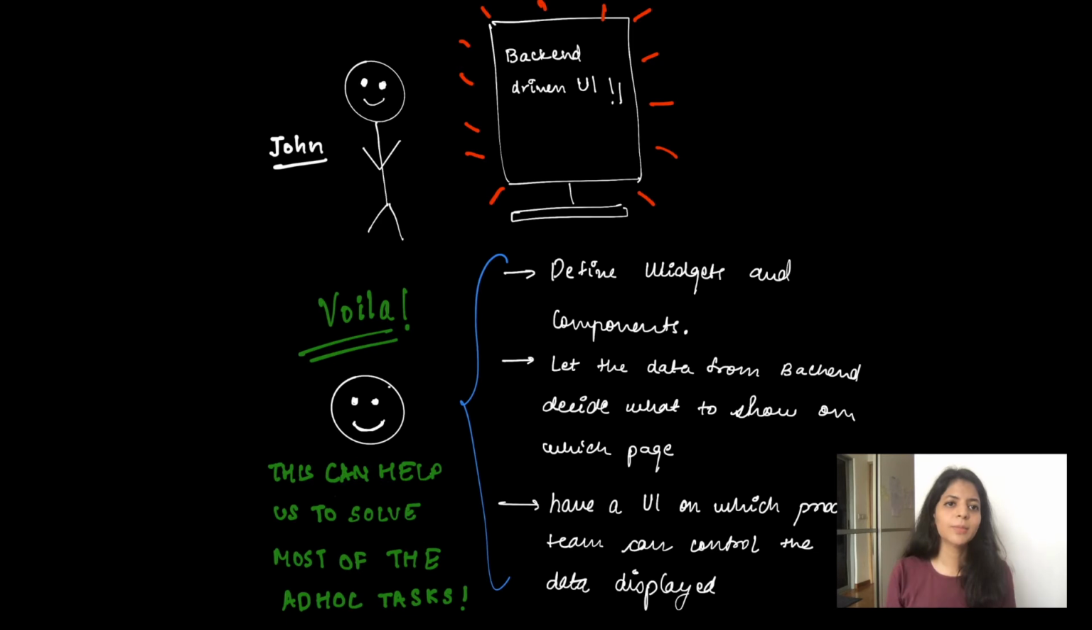And then he also came to know about the concept of driving your UI from the backend. The most important thing, of course, would be to have reusable widgets and components defined in your application, and then the backend can drive what widget should be shown on which page. And then by having a separate tool for the product team to control the content, it would make the go-live dates much faster. And voila, I think John has found the solution to most of his issues.